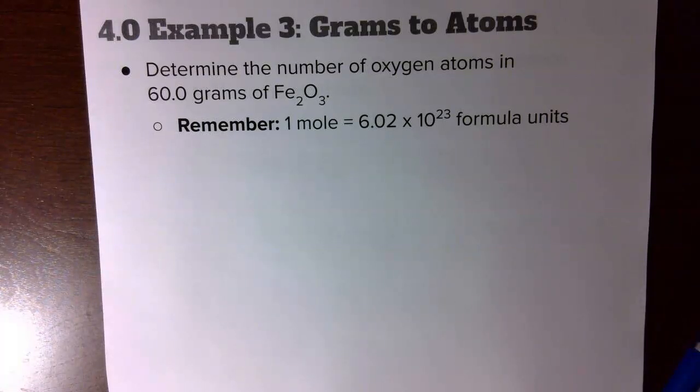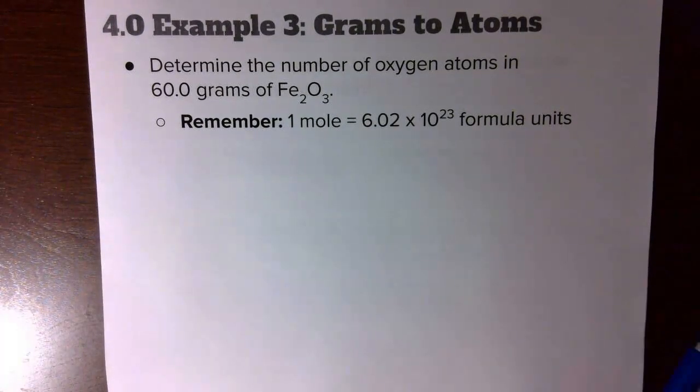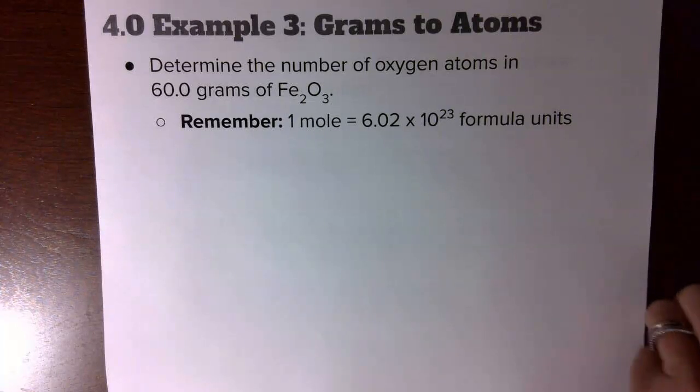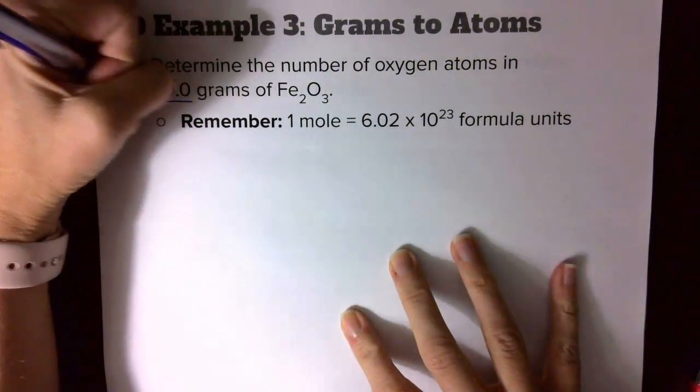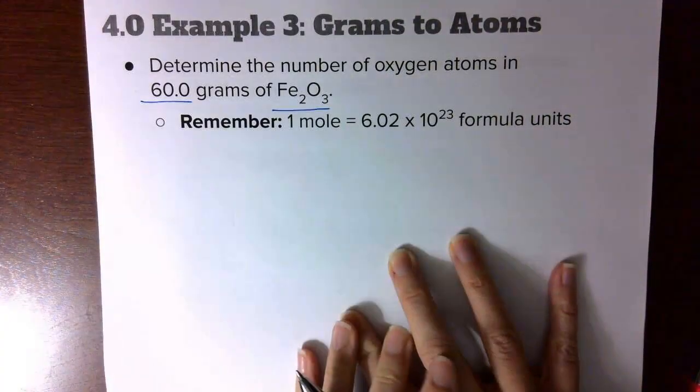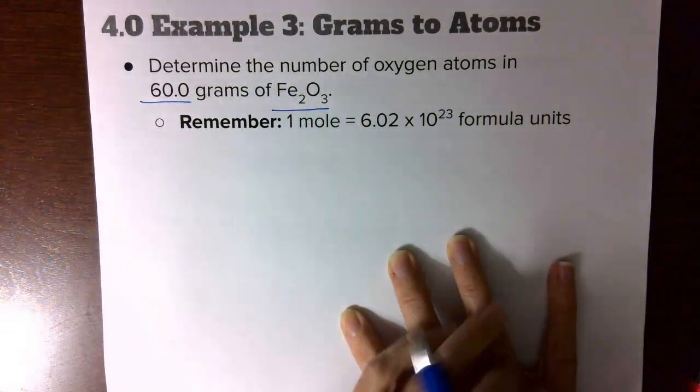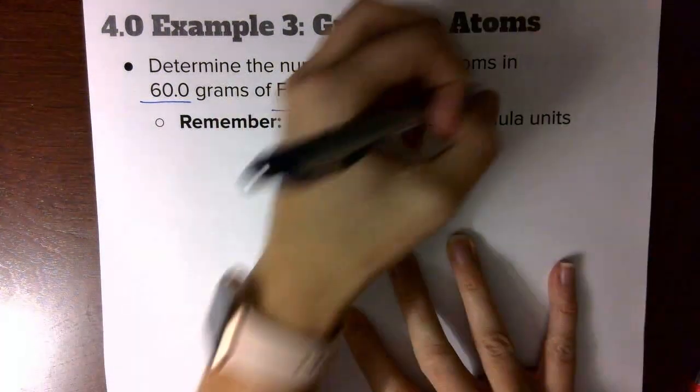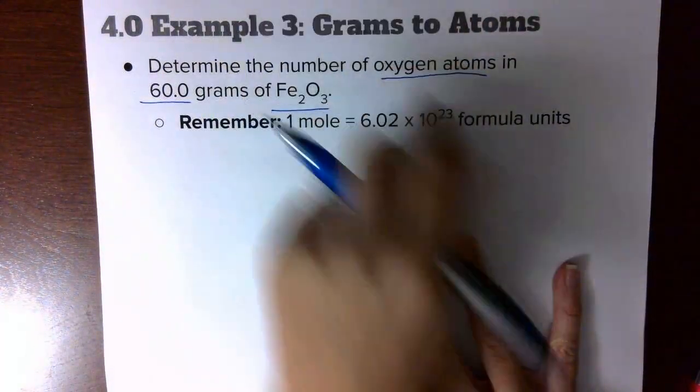Hi guys, we're going to do a couple more 4.0 examples. This time we're going to involve mass. So in this problem it says determine the number of oxygen atoms in a 60-gram sample. So we're just going one beyond what we were doing before. 60-gram sample of Fe2O3, and we're looking for atoms of oxygen.